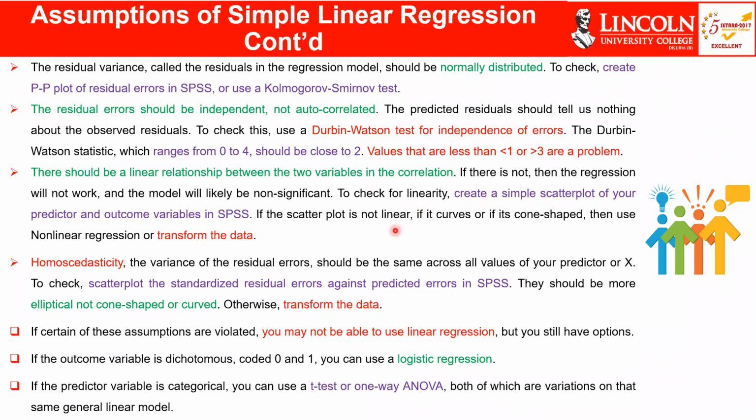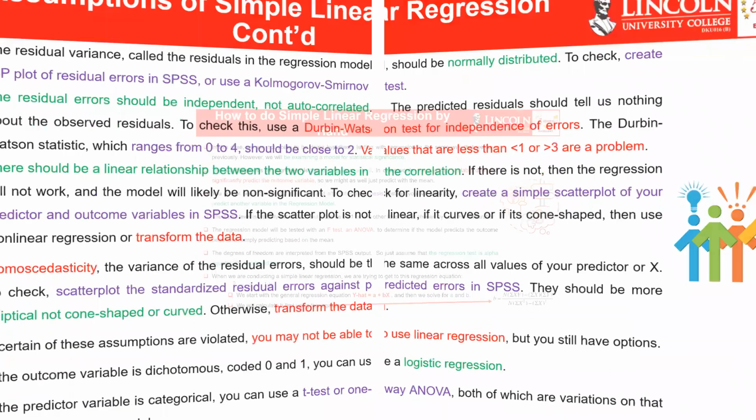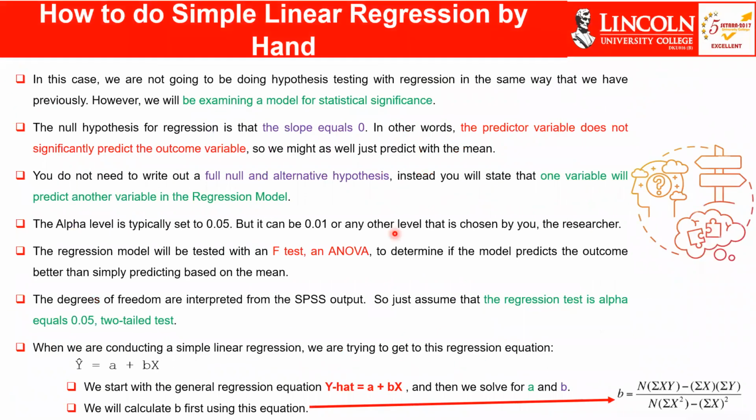So let's quickly look at how this can be done. But first, let's see how this can be done manually. Of course, nobody wants to use manual, right? But trying to understand how it works manually will help you understand how it works in SPSS. In this case, we are not going to be doing hypothesis testing with regression in the same way that we have done in our previous practice. However, we'll be examining a model for statistical significance.